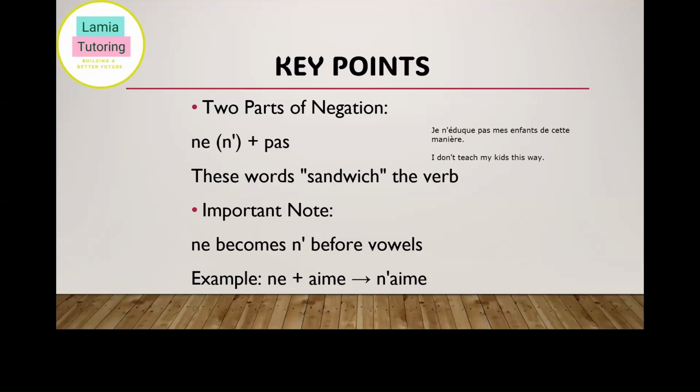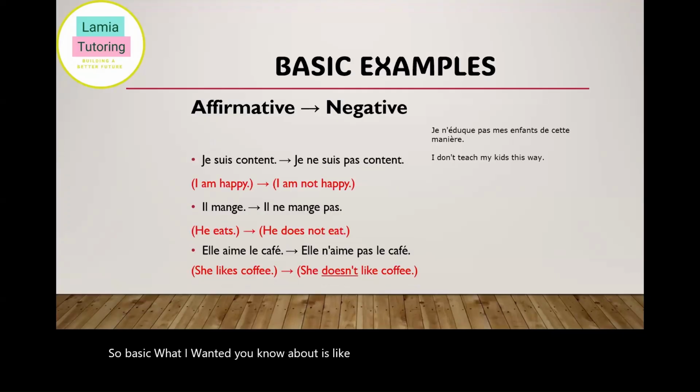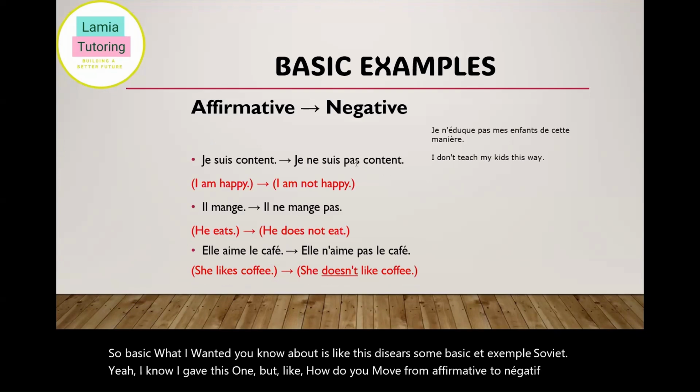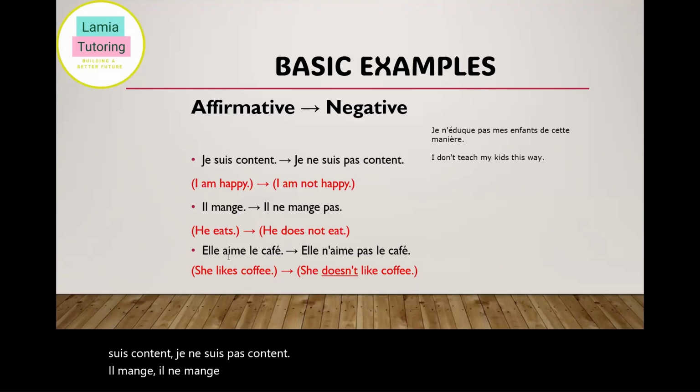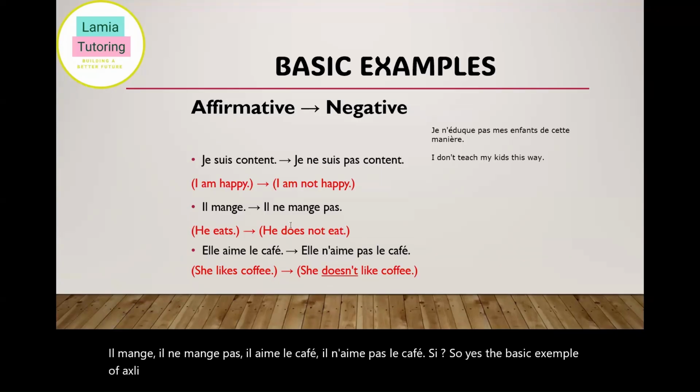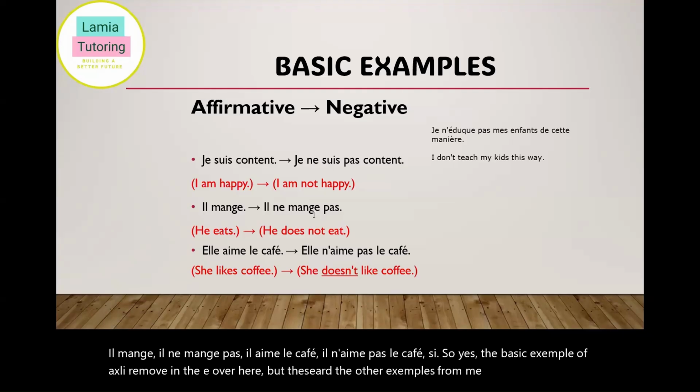So let's move to the next part of this. So basically what I wanted you to know about is like, these are some basic examples of it. Yeah, I know I gave this one, but like, how do you move from affirmative to negative? So, je suis content, je ne suis pas content. Il mange, il ne mange pas. Il aime le café, il n'aime pas le café. See? So yes, it's the basic example of actually removing the E over here, but these are the other examples from me wanting you to have some vocabulary, kind of.